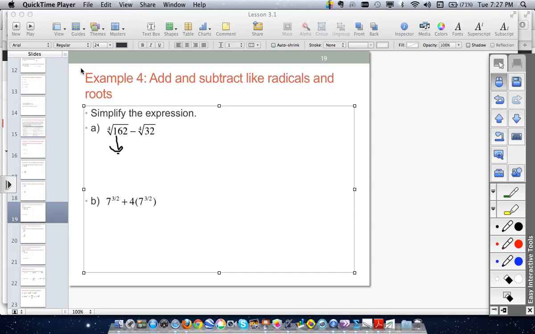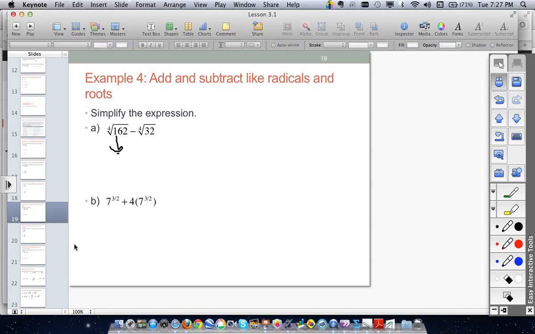All right, so we are going to continue on with part 2 of lesson 3.2. We are looking at applying the properties of radicals and rational exponents. Example 4 has us adding and subtracting like radicals and roots. When we add and subtract, just like with variables, they have to be exactly the same.